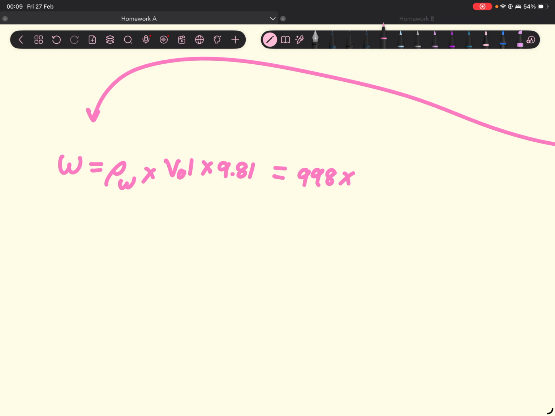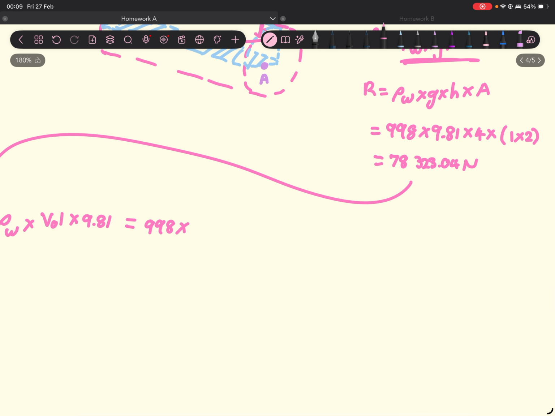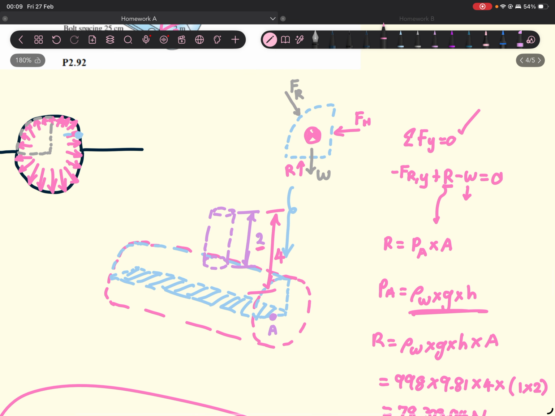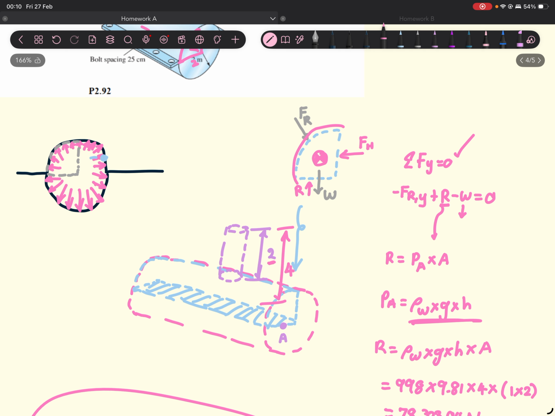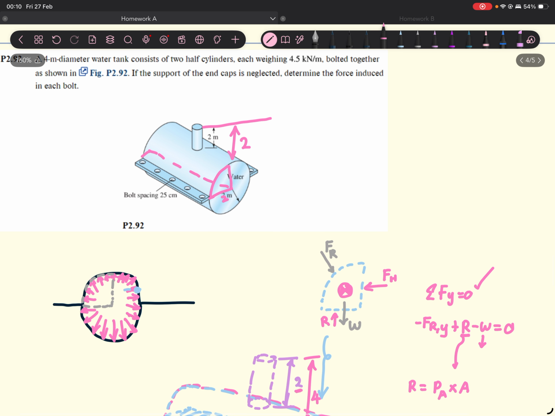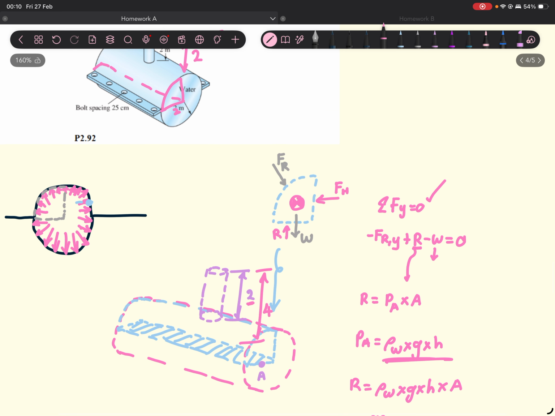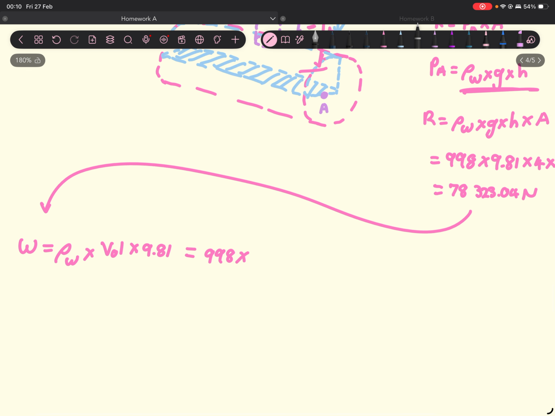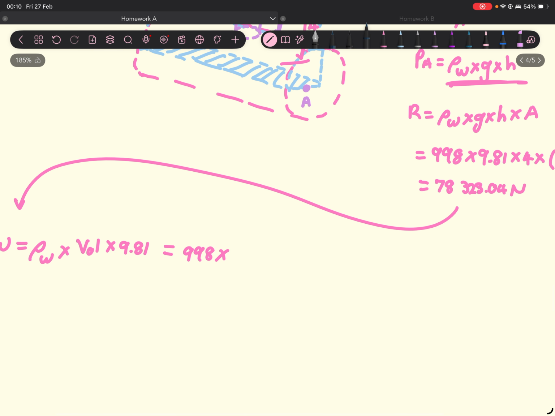998 times the volume. So the volume is the volume of this specific column. So this portion, this blue portion over here, it's not the volume of the entire cylinder, because remember, you're only analyzing this small section. So yeah, just keep that in mind. So it's going to be a quarter of the volume of a cylinder.